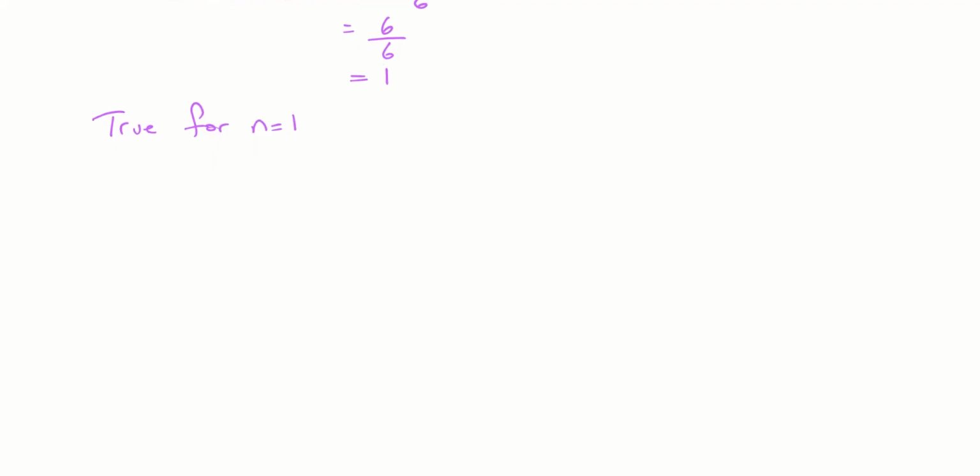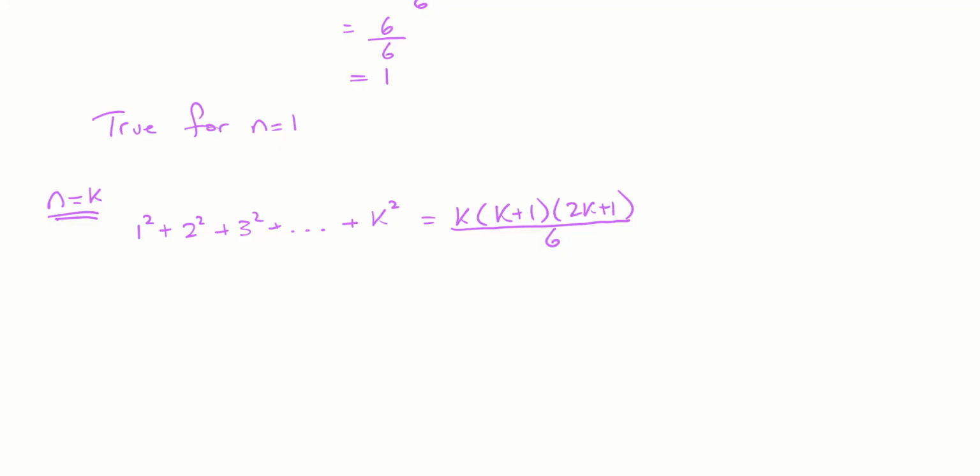So we're now going to move to our inductive step. We're going to assume for n equals k. So what we're going to do is say that 1 squared plus 2 squared plus 3 squared and so on up to k squared would be equal to k(k + 1)(2k + 1) all over 6. Then look at the next case, k plus 1.